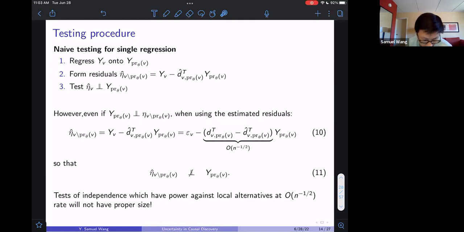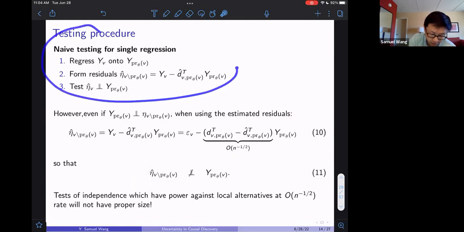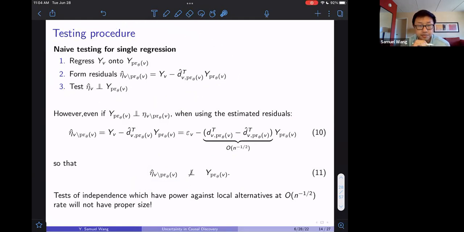And so what this means is that even when this statement holds in the population case, even when the predecessors of v are independent of the population residuals, it's not generally true when I'm using the estimated residuals. The estimated residuals are generally not independent of the predecessors. And in fact, if you use whatever test of independence that has power against these local alternatives, then this naive procedure will not have proper size.